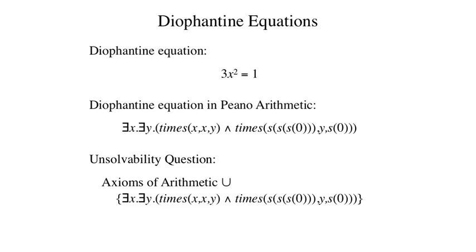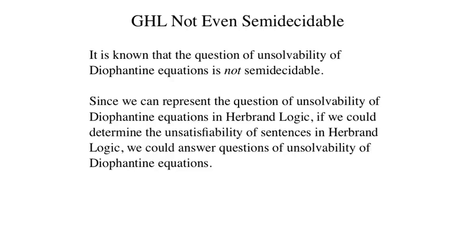And we can express the unsolvability of a Diophantine equation by negating that sentence, saying there does not exist such an x and a y. We can then ask the question of whether the axioms of arithmetic logically entail this negation, or equivalently, whether the axioms of arithmetic together with the unnegated sentence are unsatisfiable. The problem is that it's well known that determining whether a Diophantine equation is unsolvable is not semi-decidable. If we could determine the unsatisfiability of our GHL encoding of a Diophantine equation, we could decide whether it's unsolvable, contradicting the non-semi-decidability of that problem.